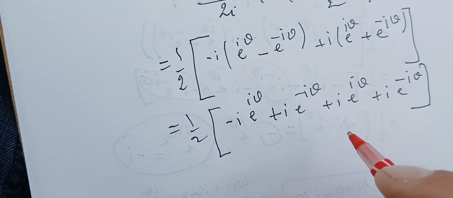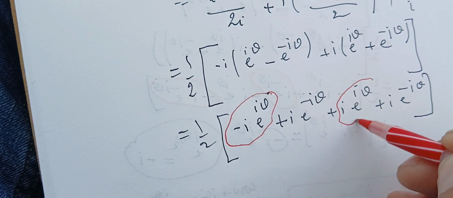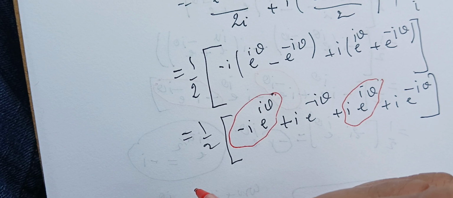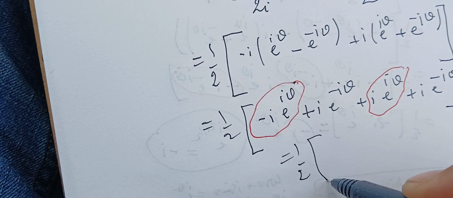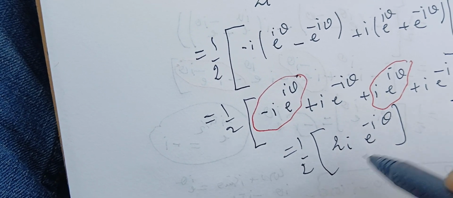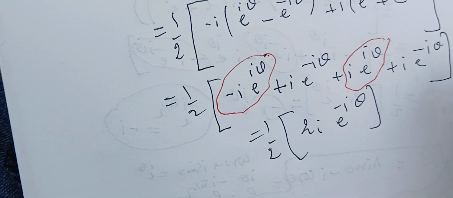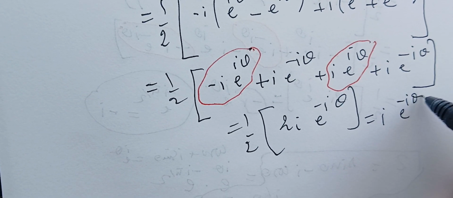There is something that we cancel. Oh yes, it's this one here with this one. Okay, all we have is 1/2 times 2i e to minus i theta, and we cancel by 2 to get i e to minus i theta.